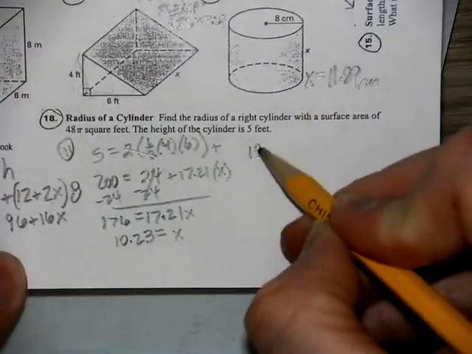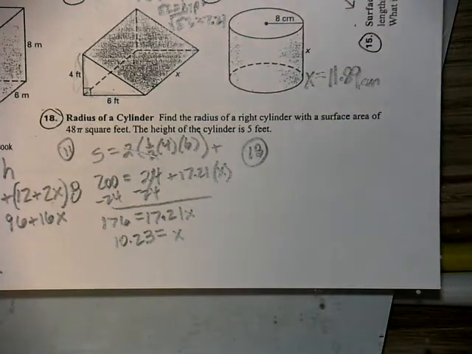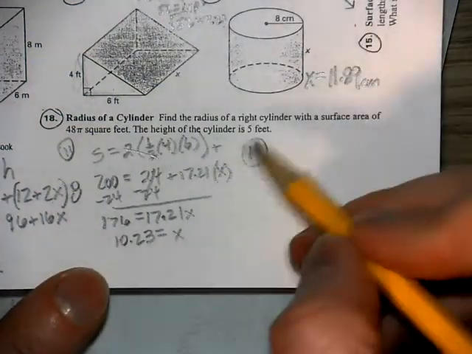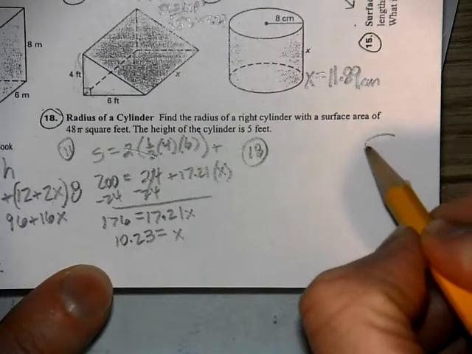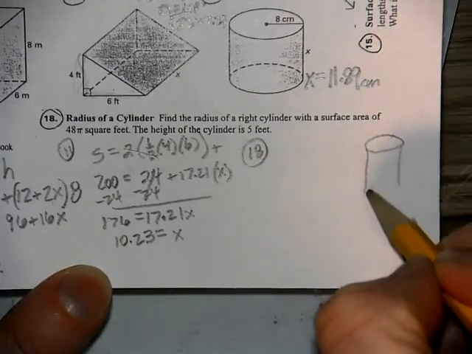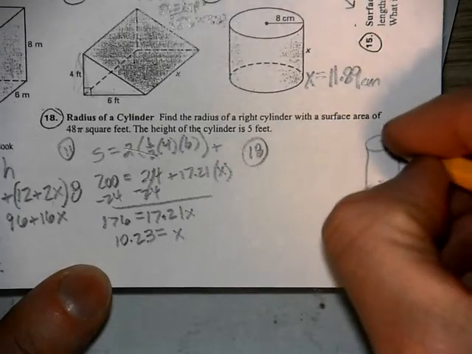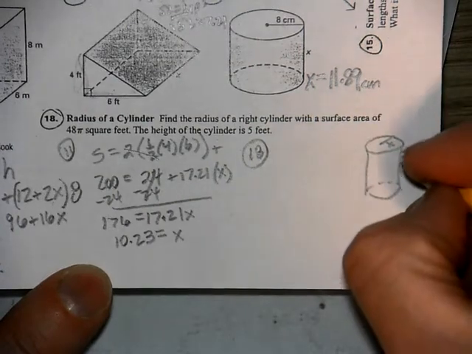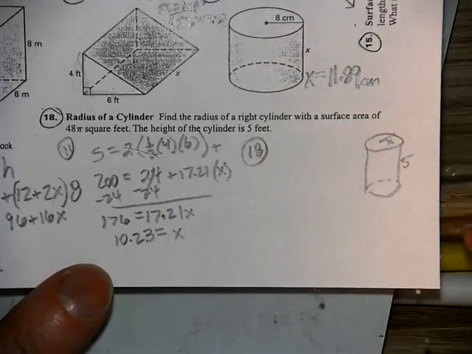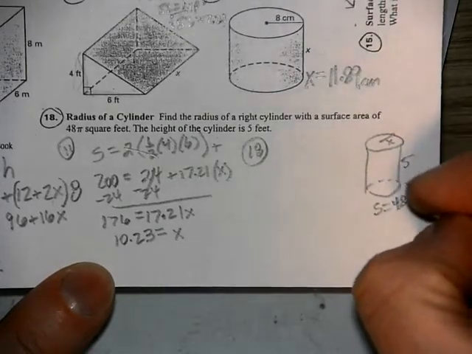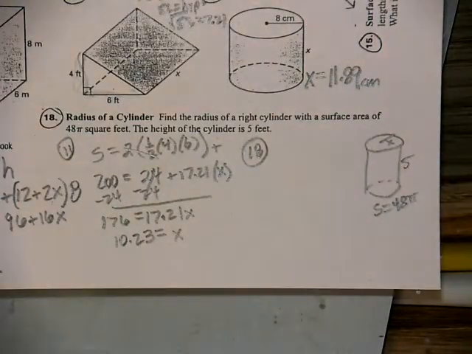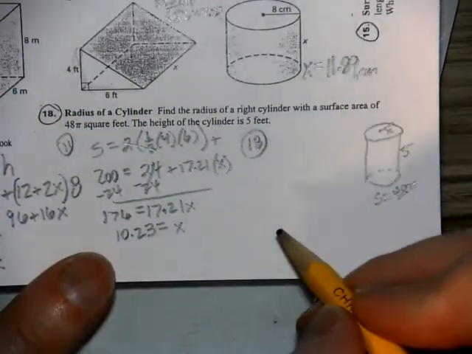So let's look at number 18. The radius of a cylinder. Find the radius of a right cylinder with a surface area of 48 pi whose height is 5. Well, it really helps if you draw your picture. Just a basic idea. Find the radius, that's what we don't know. If the height is 5 and the surface area is going to be 48 pi. Now notice how it has the pi symbol in it. It's going to make the problem a lot easier to work with.